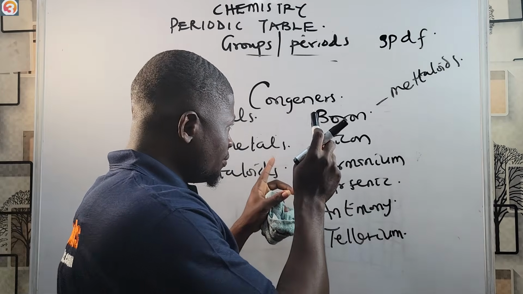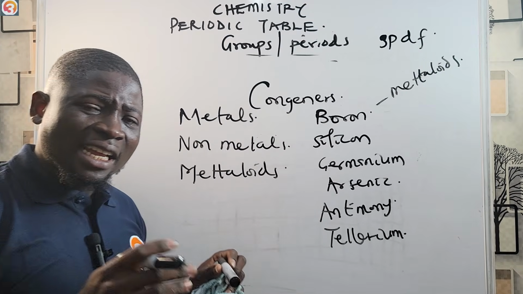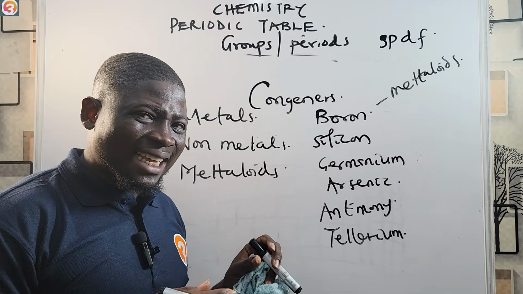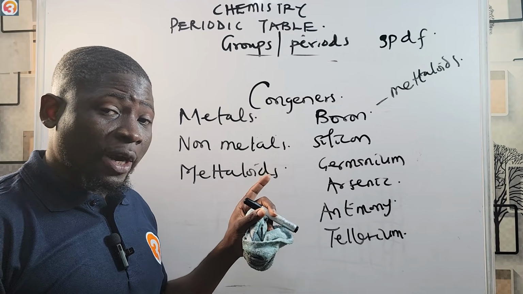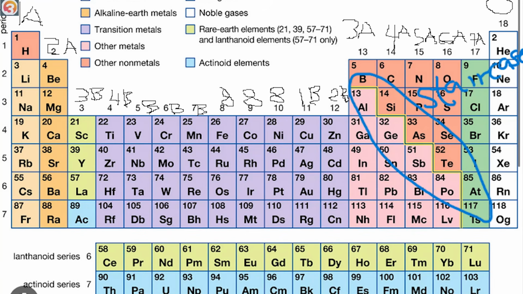Now, these metalloids take the position of a staircase in the P block. If you look at the P block, you see something that looks like a staircase there. They fall on that staircase. They are said to separate metals from non-metals in the periodic table.